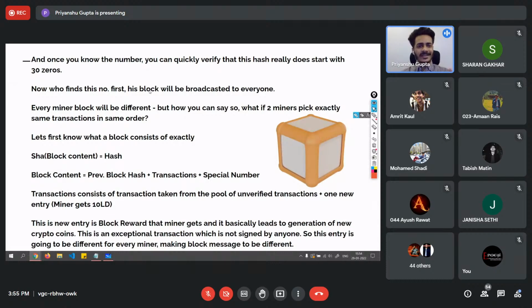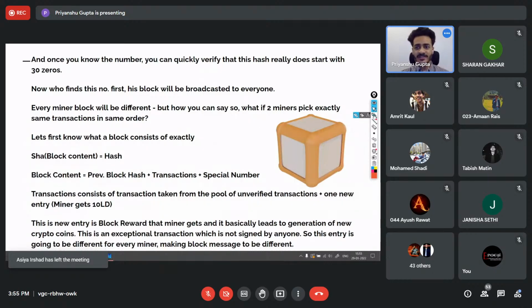And now each miner's block will be different, because they might have chosen different transactions in a different order, or even if they have chosen the same transactions, it's possible they are in a different order. If you change even a bit of that block, the special number will change immediately. So everyone is finding a special number that is different.